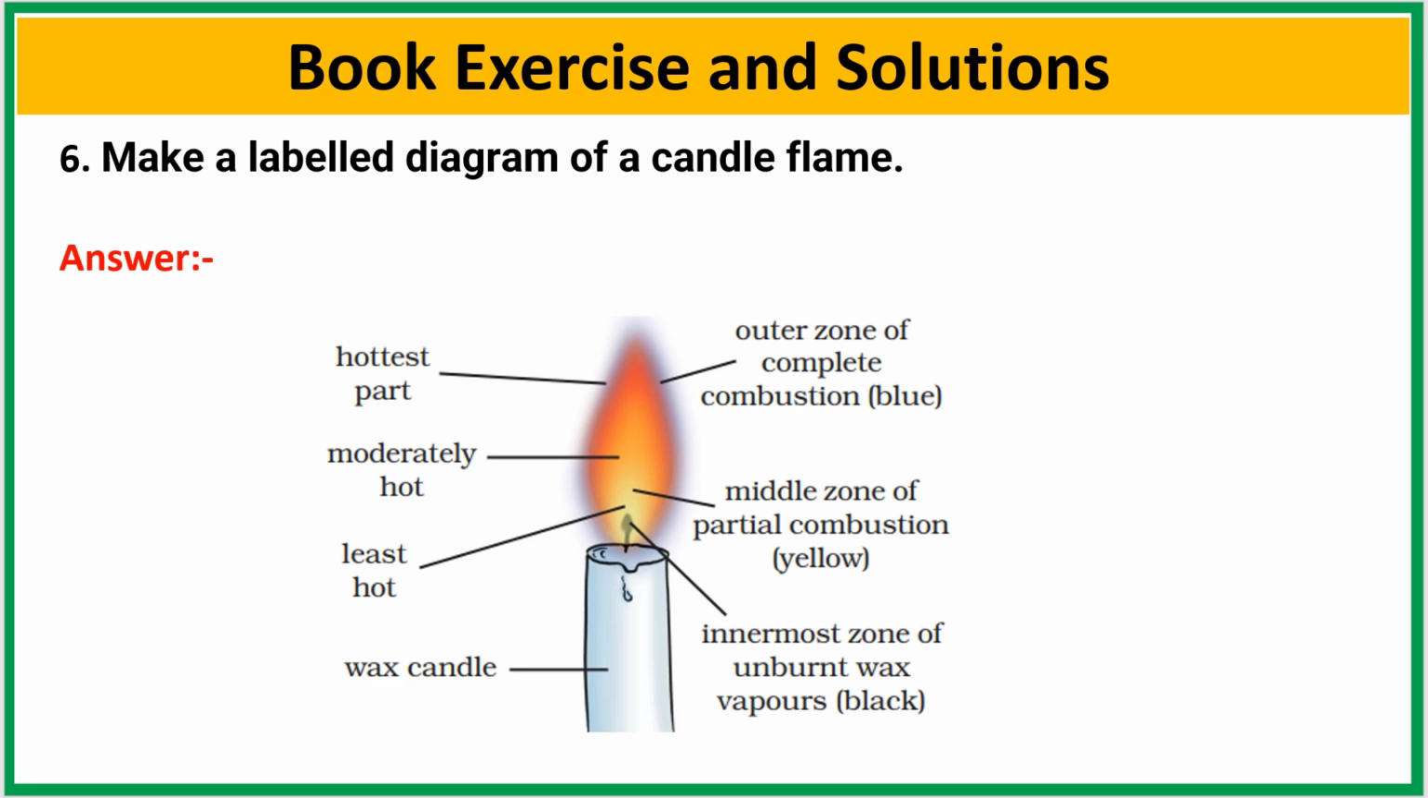The next one is the middle zone. It is the luminous zone of the flame. Here incomplete combustion occurs. Why incomplete combustion? There is no proper oxygen supply because it is getting a very limited supply of oxygen. The color of this zone is yellow. Next is the outermost zone. The outermost zone is also known as the non-luminous zone, and here complete combustion occurs. Why? Because here it is getting proper oxygen. That's why complete combustion occurs. It is the hottest zone of the flame, and it looks mostly blue in color.